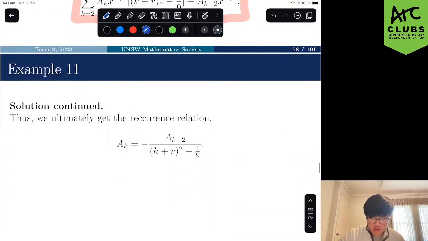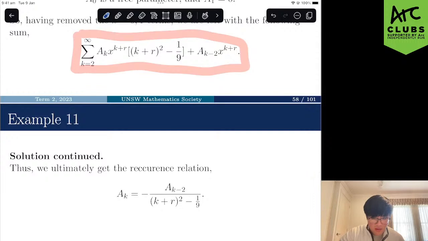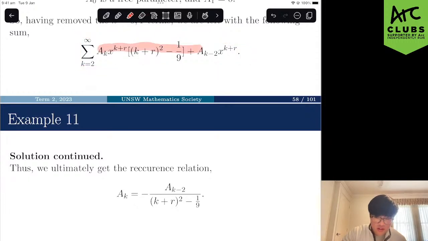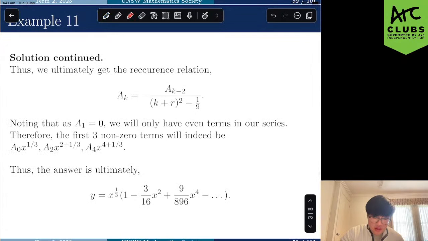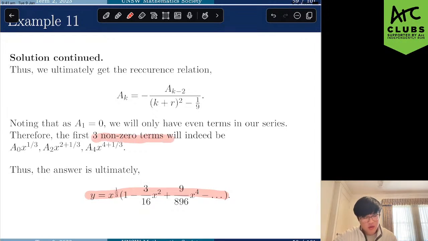Then we get this recurrence relationship here. It comes from needing each coefficient to be 0, so we need this whole thing to equal 0, and you simply rearrange to get the recurrence relation. Ultimately, we get this answer here, just by finding the first three non-zero terms. All right, very rushed towards the end there, but we'll call it here. I'll pass it on to Tim to continue the next section.